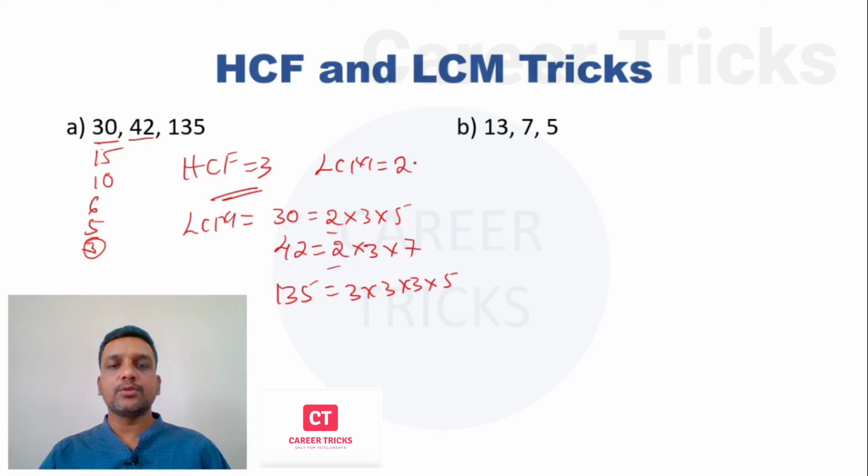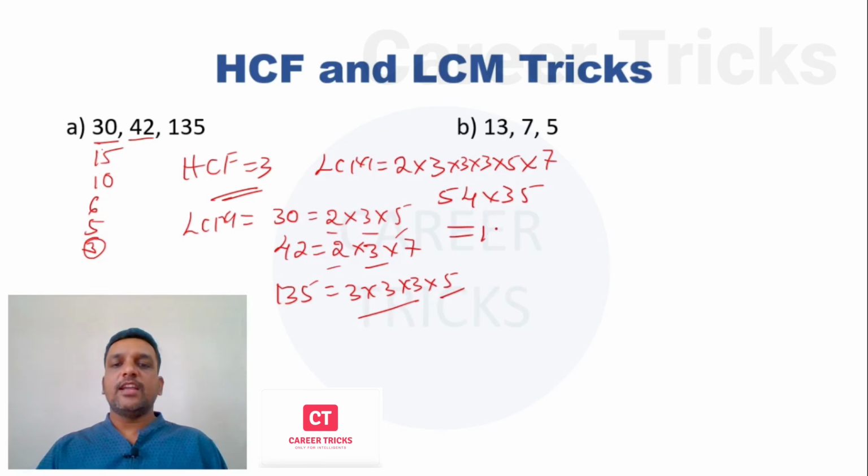LCM is equal to 2 into 3, times 3 is there, so I will consider 3 into 3 into 3. Then 5 is there one time, so I will consider 5. Then 7 is there one time, so I will consider 7. After multiplying, 2 into 3 cube, that is 27, 27 into 2 is 54, and 54 into 35 gives 1890 as the answer for LCM. HCF is 3, LCM is 1890.